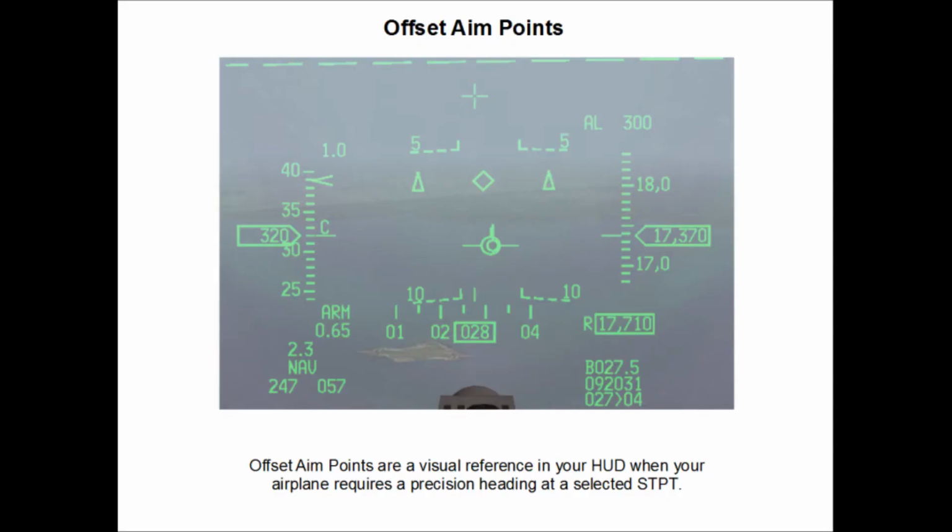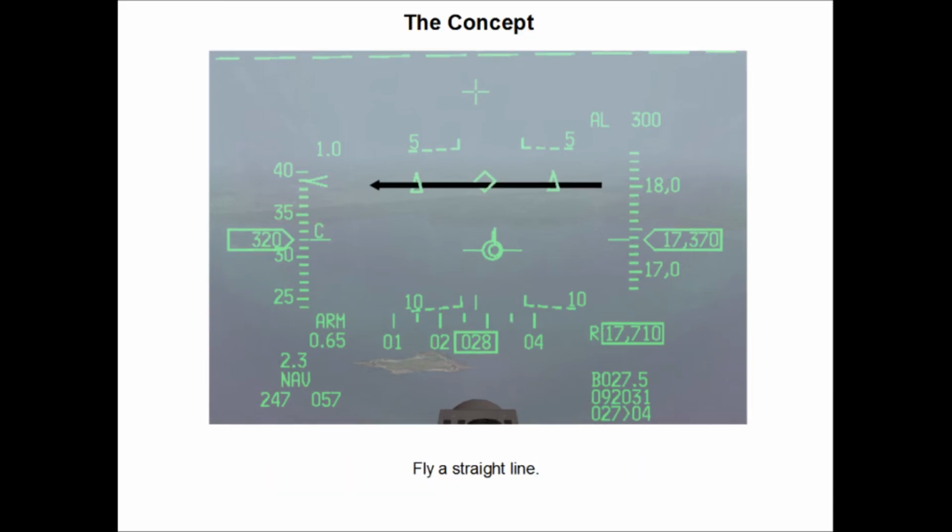Now we'll move into the sub pages. Offset aim points. Now what they do is they add 1 or 2 little triangles in your HUD, as you can see in that image. Now you can use these in a number of different ways, but primarily what they do is they give you a visual reference when you need to follow a precision heading. And their location is based off of a selected or specific steer point.